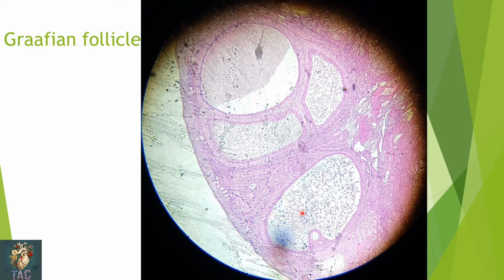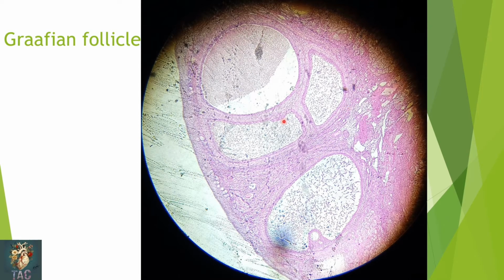So another slide of the ovary, in which you can see a complete ovarian follicle with the oocyte present over here, surrounding cumulus oophorus cells, then the antrum containing antral fluid, then this is the granulosa cell layer, and outer to this is the theca cell layer.